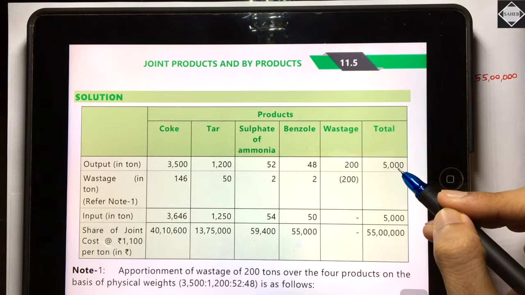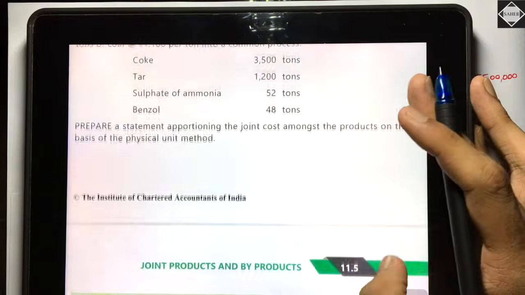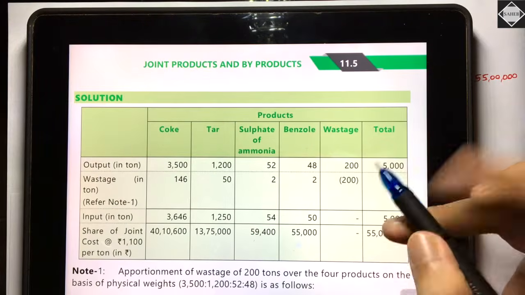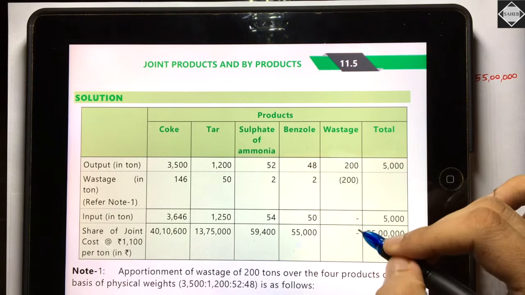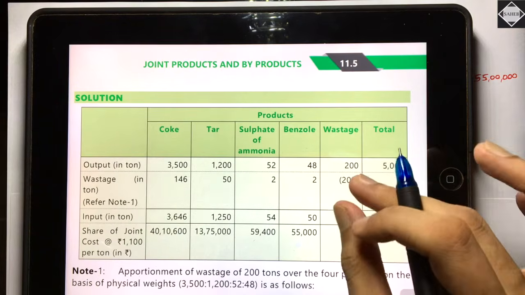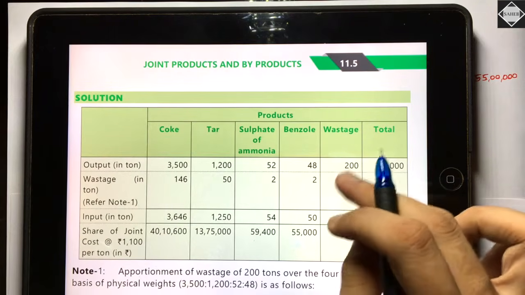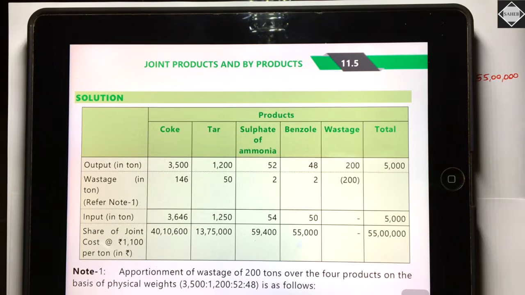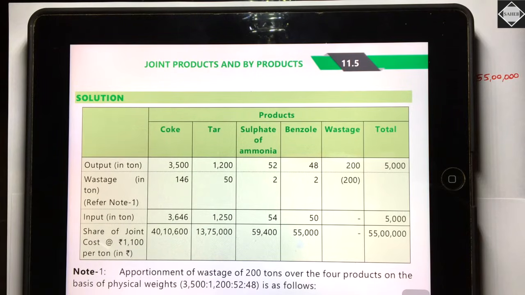Is that clear? Yes. And then what they have done is, see, since wastage is there, what they did was they subtracted the wastage over here, 200 minus 200, which became 0, and they apportioned the wastage to the products. They distributed the wastage to the products. How much wastage has happened in each of the products? Yeah, wastage of each of the products. So how can they do that?